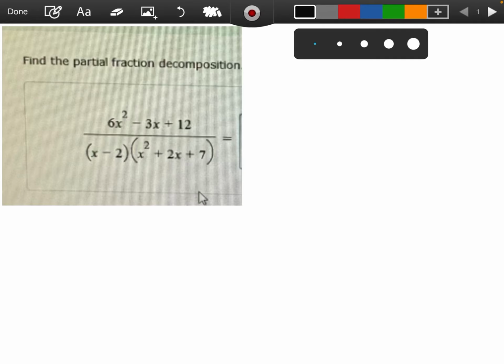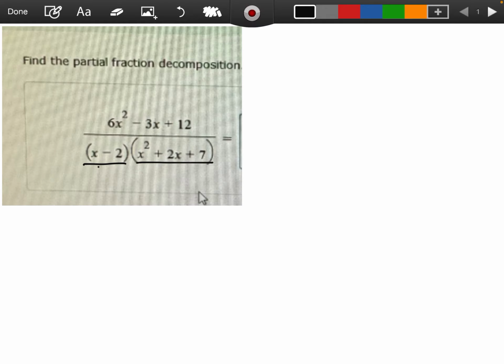All right, so this is a problem from 8.3 about the partial fraction decomposition. So let's see if we can't figure it out here. Okay, so we have two factors, right? My denominator, one of them is a linear factor, and this is one of those irreducible quadratic factors, right?